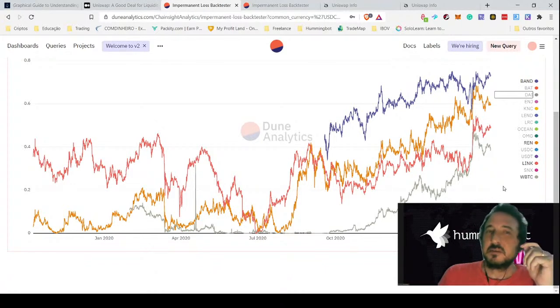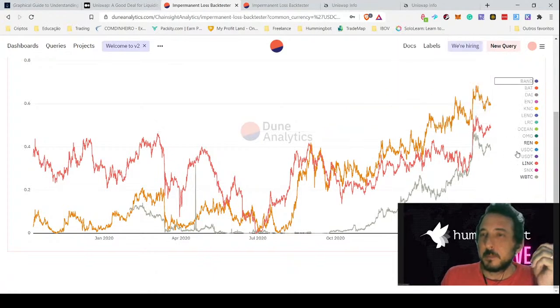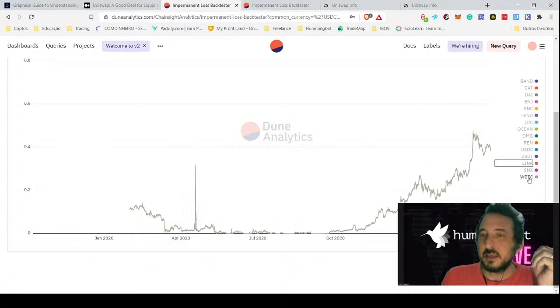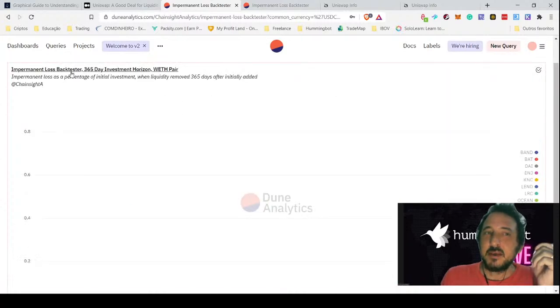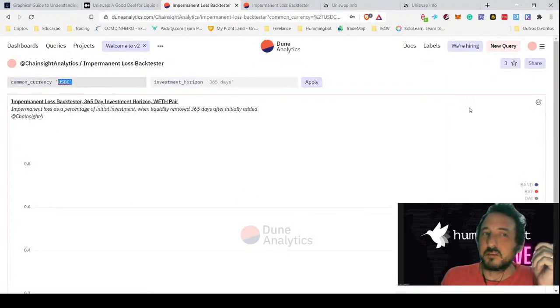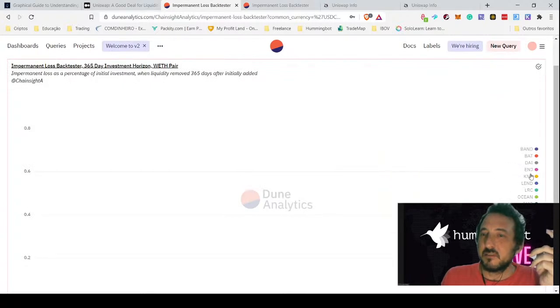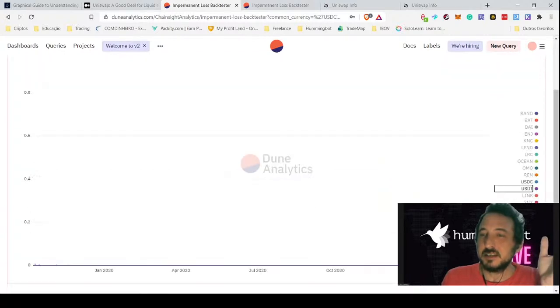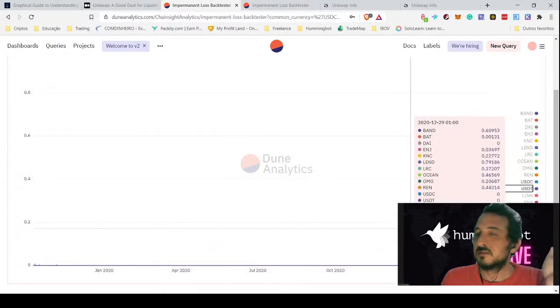But there's something really interesting. If you take down Band, RAN, Link, WBTC, and you look at the pools with USDC versus other stablecoins, USDC, USDT, the impermanent loss is basically zero, right?